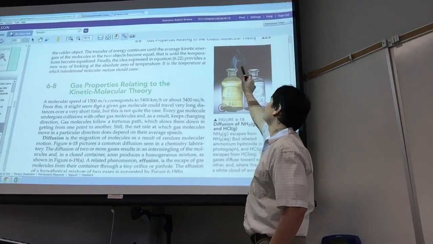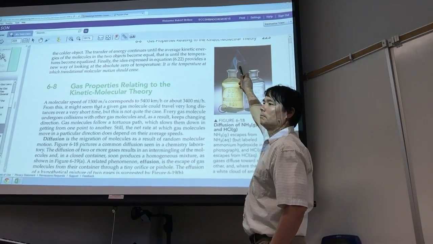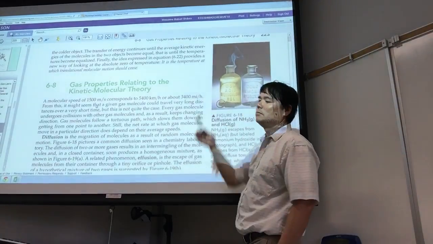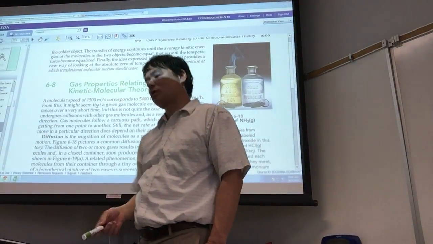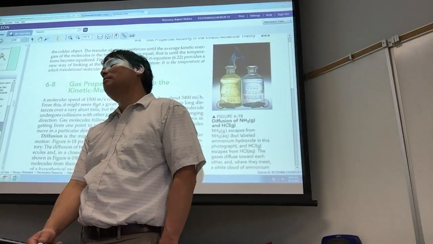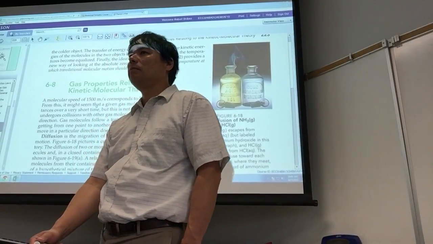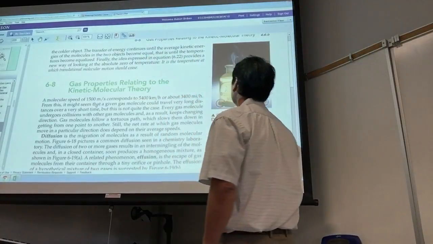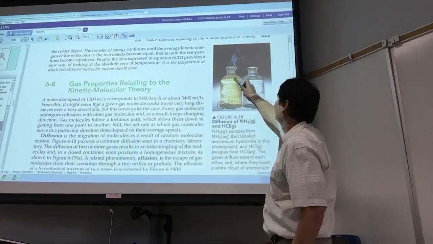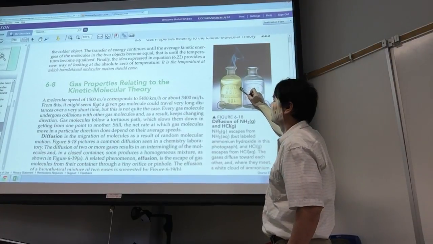If they're moving at the same speed, they meet in the middle. So this shows that ammonia is going to move a lot faster, because at room temperature they both have the same average kinetic energy, but ammonia is much, much lighter than HCl. HCl is a lot heavier, so the average or RMS speed is much slower. Well, anyway, going back, this is called diffusion.